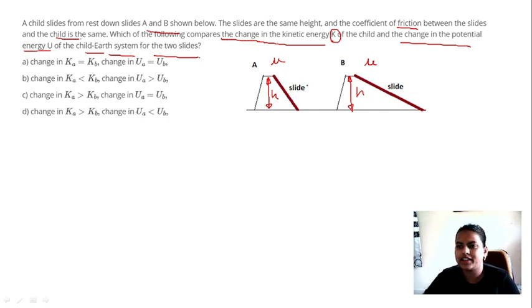So in case A and case B, this is the initial point and this is the final point. Similarly, for the other slide, this is the initial point and this is the final point. I can write F for the final point and I for the initial point.